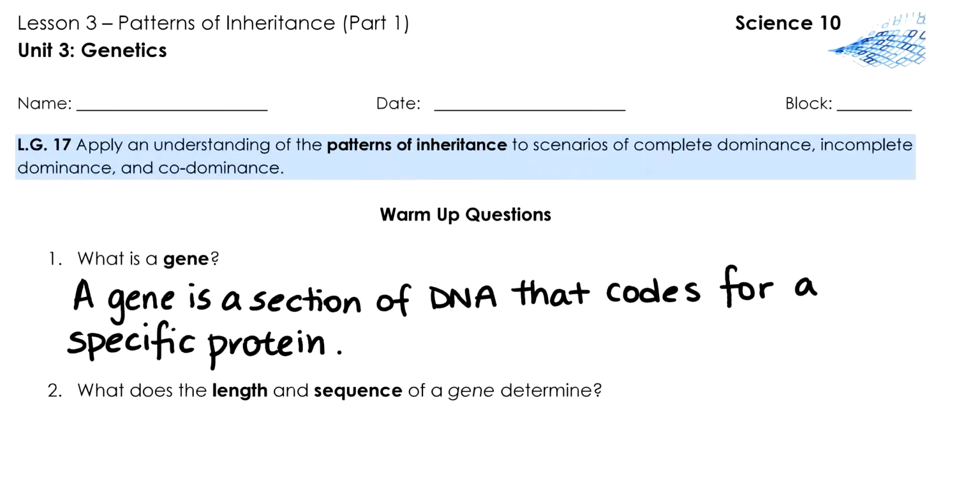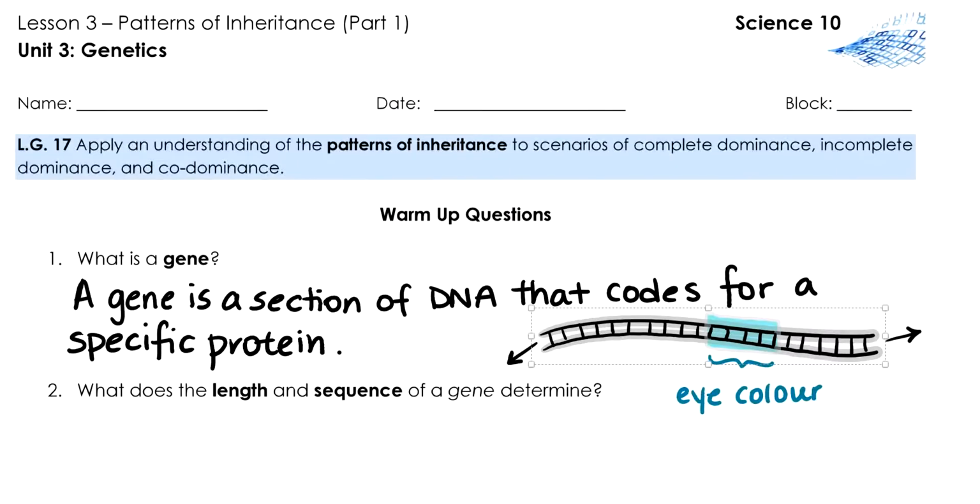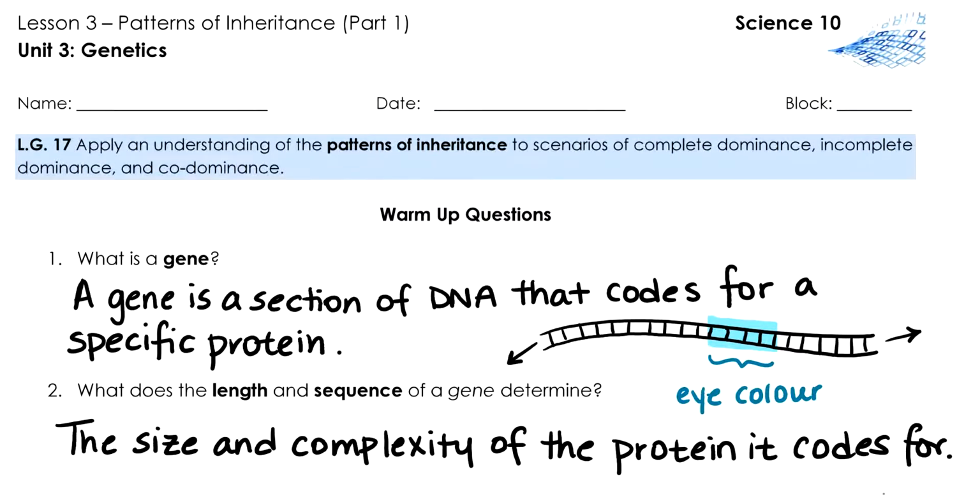A gene is a section of the DNA sequence that codes for a specific protein. If you imagine DNA like a long ladder 1.8 meters in length, a gene would be one section of it that codes for the proteins required for a specific trait to be displayed by the organism, such as eye color. The length and sequence of the gene determine the complexity and the size of the protein that it codes for. More nitrogen bases mean more complex proteins.